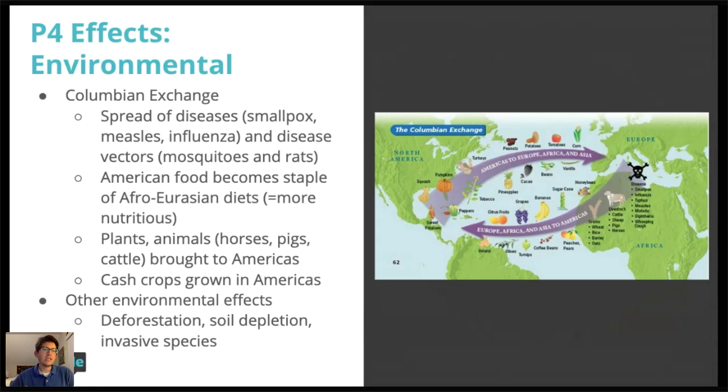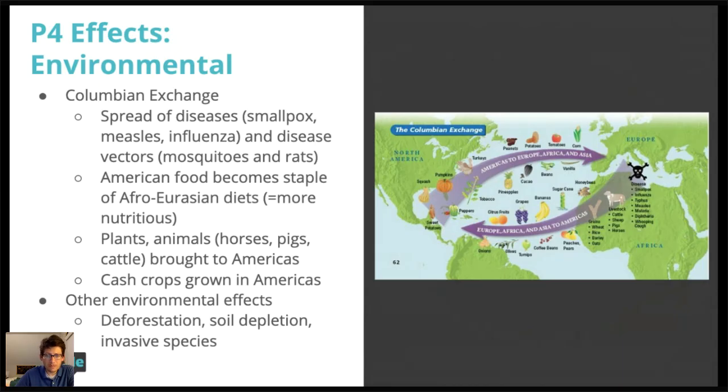Environmental effects from the Columbian Exchange. 1, the spread of diseases, smallpox, measles, influenza from Afro-Eurasia to the Americas, along with disease vectors, disease-carrying animals like mosquitoes and rats, even pigs, heck, humans, right? We also see other environmental effects. American foods spreading to Afro-Eurasia, becoming staples of diets for people in Afro-Eurasia, foods like the potato, tomatoes, corn, beans, squash. They lead to more diverse diets and thus more nutritious diets.